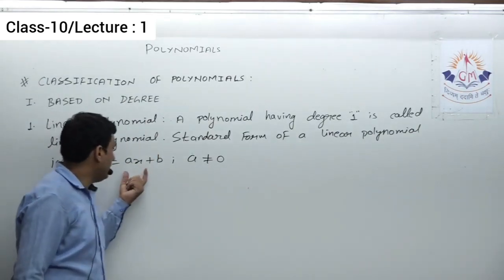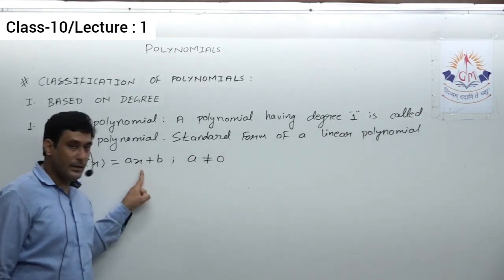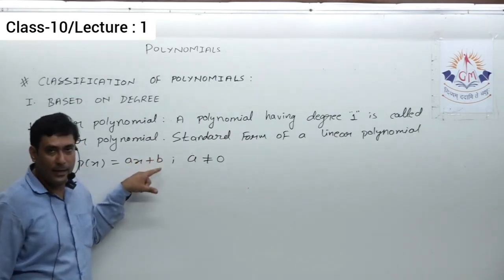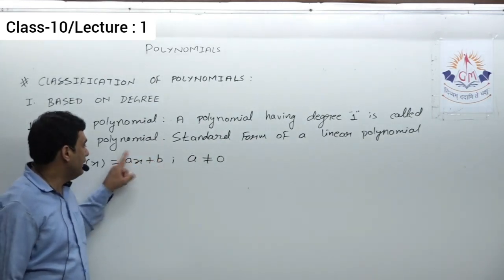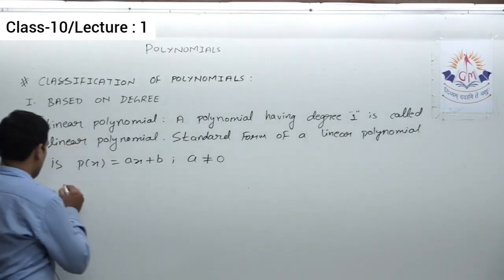Okay, it should contain two terms. First term, that contains the variable, and any constant term. It is not necessary that it has a constant term, but definitely the term containing x and its coefficient should not be equal to 0.